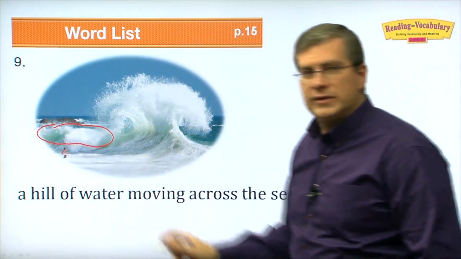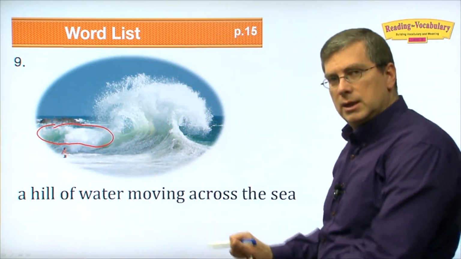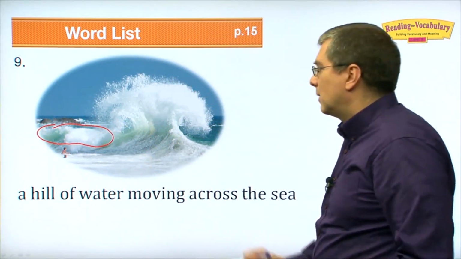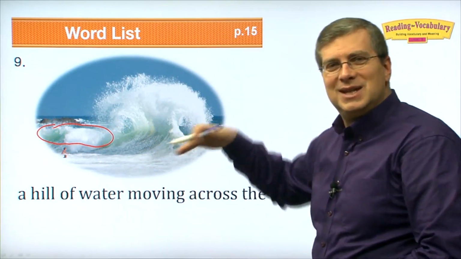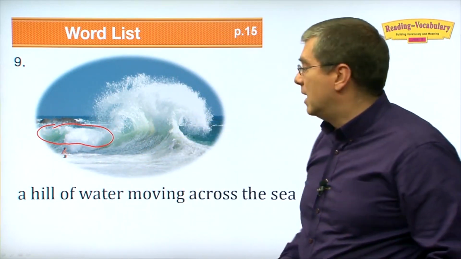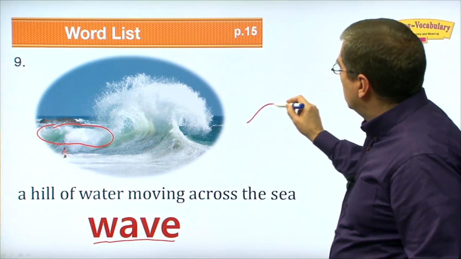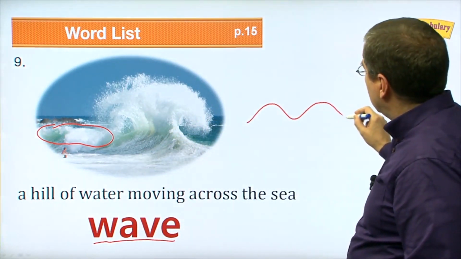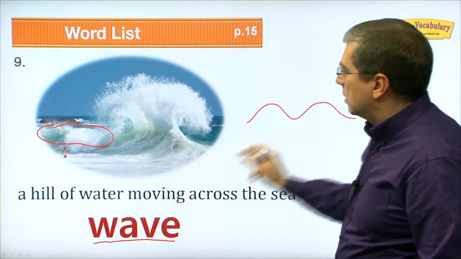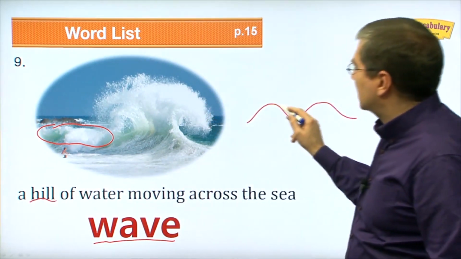But if we look over here, we can see a better example of it right here. What do we call this? And surfers, right? Surfers will use these to go surfing on. Very cool. We, of course, call it a wave. A wave. And waves move through the water like this, right? These are waves. It's like a small hill.